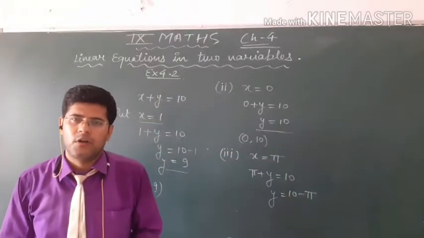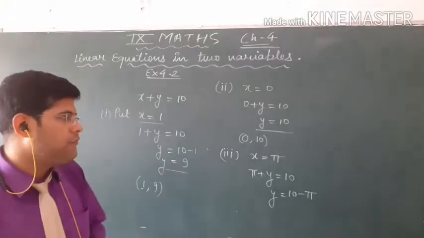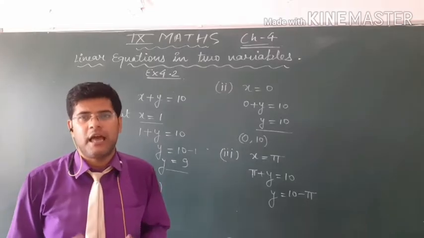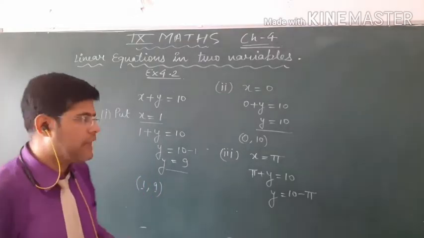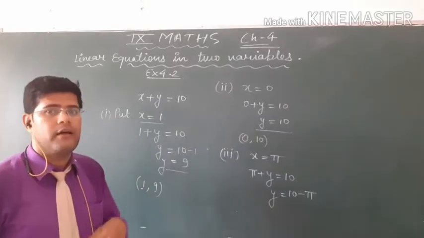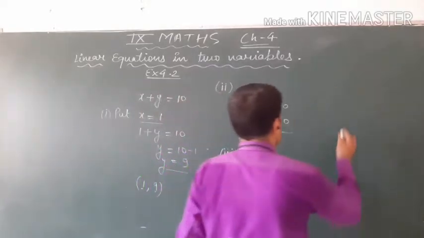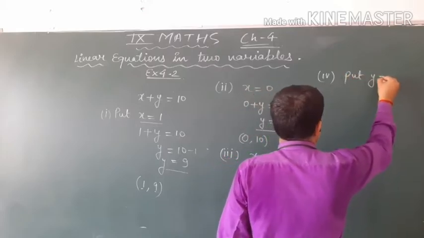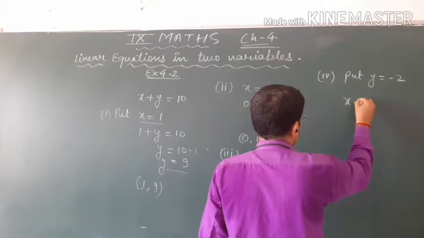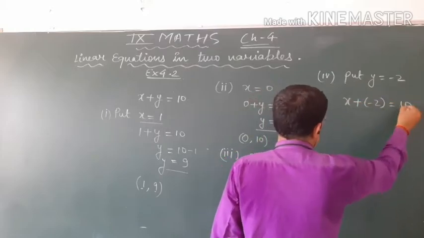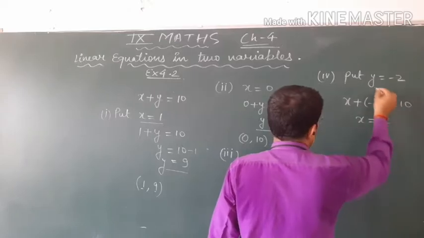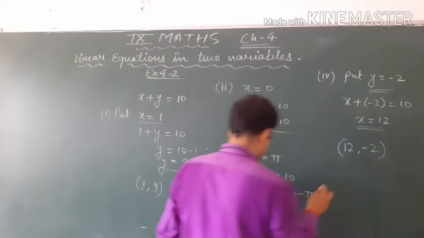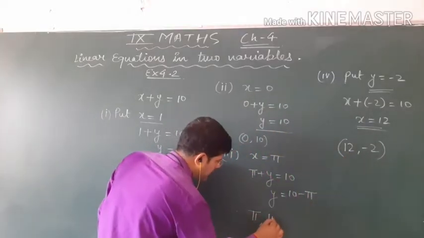So if we talk about how many solutions there are in the equation, we cannot fix that. Why can we not fix that? Because we can imagine any number in our mind and put that number as x as well as y. Here I want to find the fourth solution. So here we put y equal to minus 2. If we put x plus minus 2 equal to 10, then we have x equal to 12, a new solution. If you want to write that, write (12, minus 2). For the earlier one, it will be (pi, 10 minus pi).